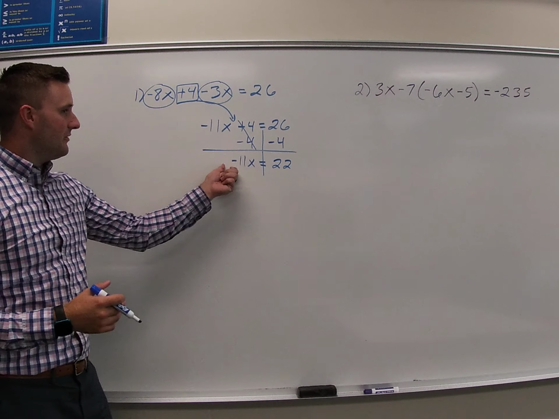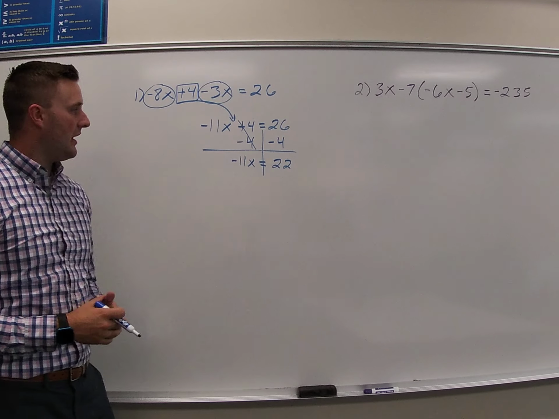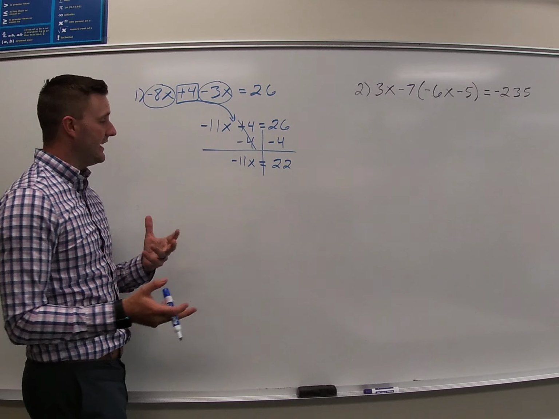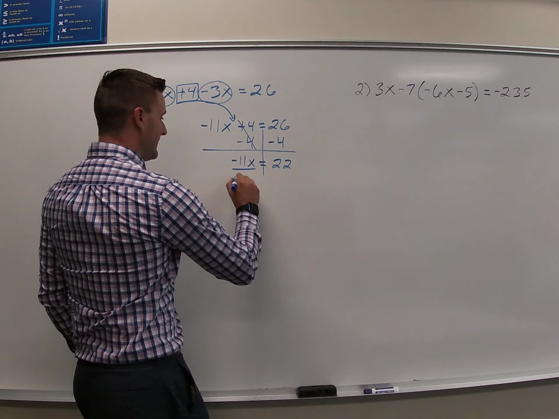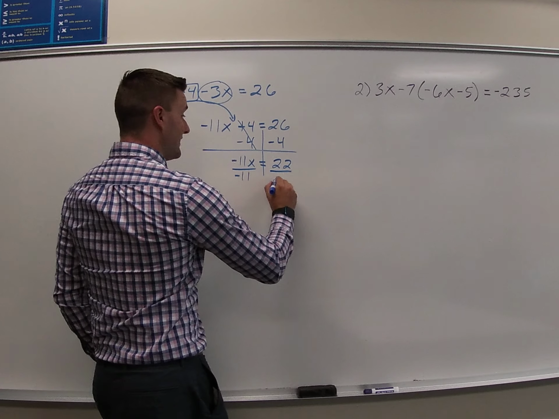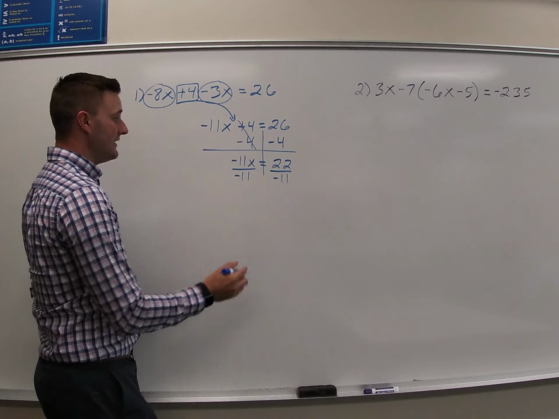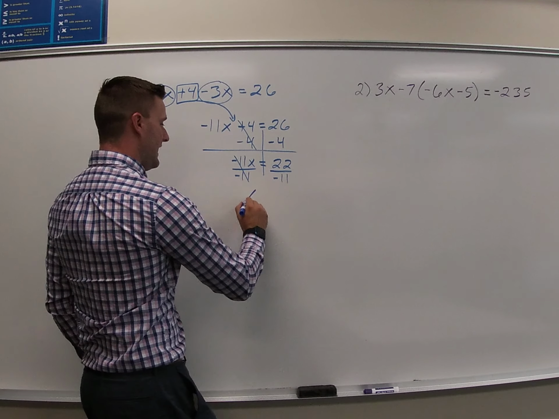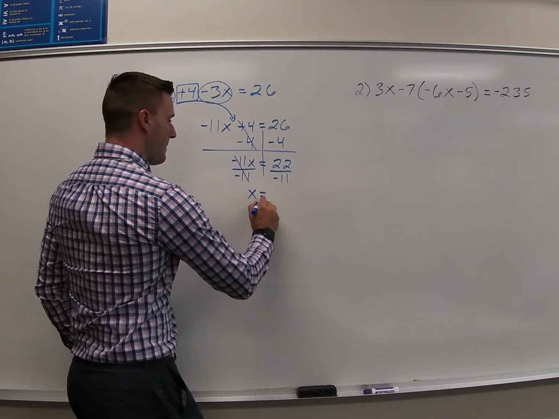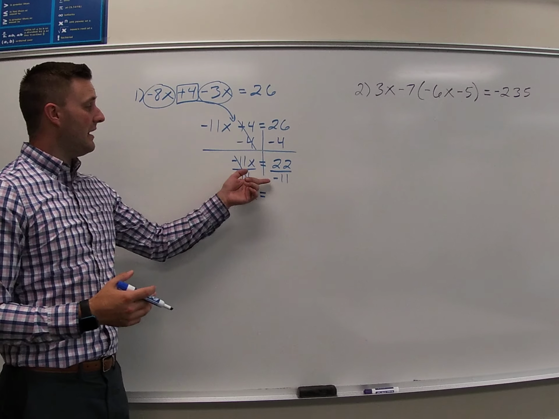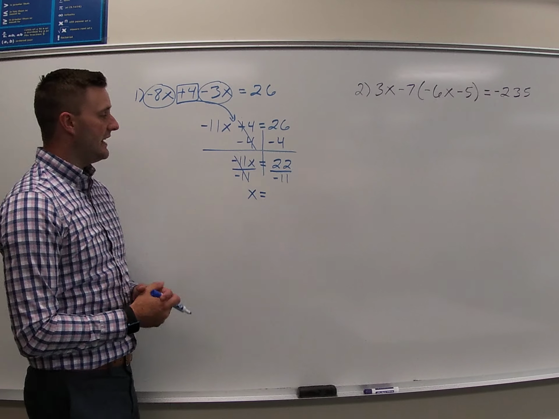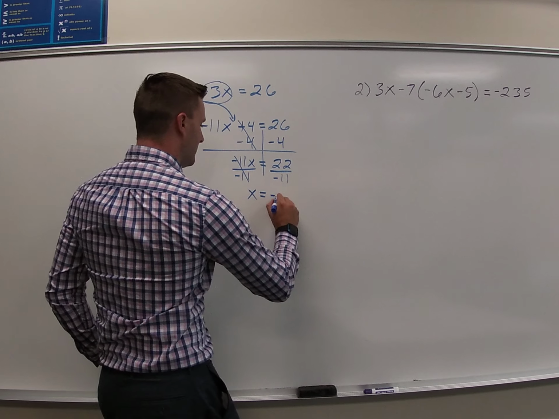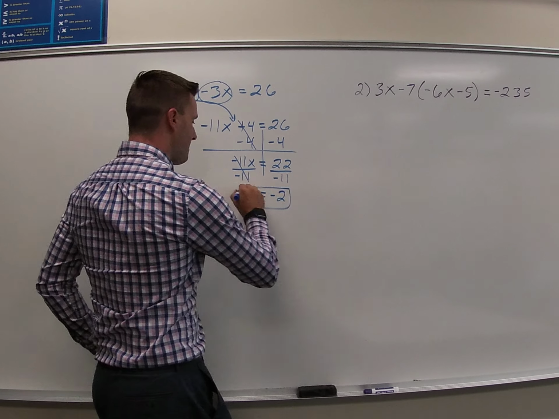Now, this is negative 11 times x. So how I undo multiplying by negative 11 is by dividing by negative 11. So when I divide negative 11 to both sides, this simplifies to give us a 1. So we just have a 1x equals a positive number divided by a negative number gives you a negative number. So this is that x equals negative 2.